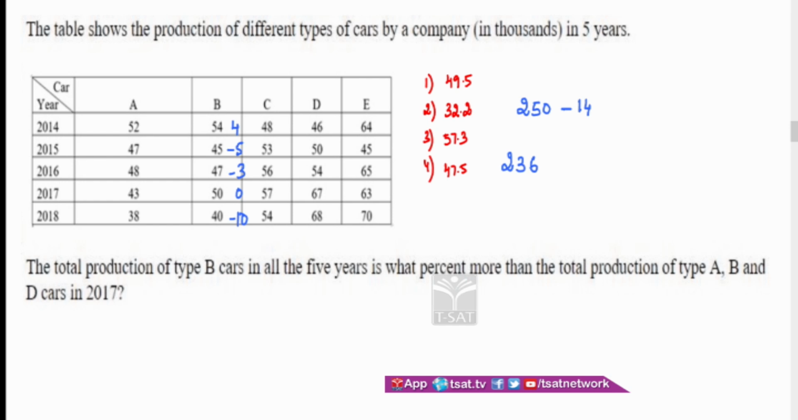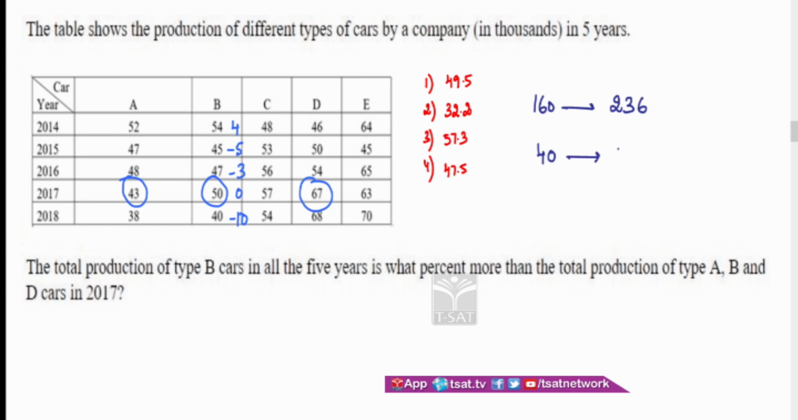It is what percent more, which is nothing but percentage increase we have to find out. Then the total production of type A, B, D in 2017. In 2017, A is 43, B is 50, D is 67. Now you can say 67 plus 43 is 110, then this 50 is 160. Therefore, when you compare 160 and 236, you can cancel it in order to make it simple in the 4 table. Therefore, it becomes 40.